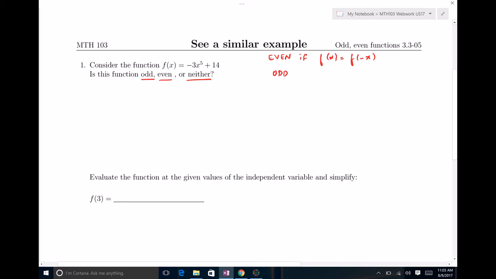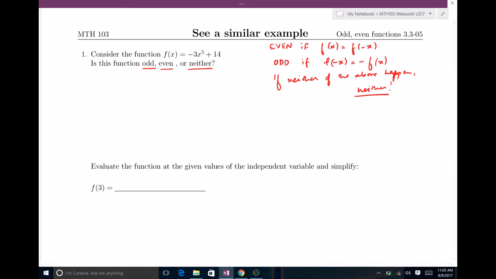And you say that the function is odd if f of negative x becomes negative of f of x. So if you switch the x to negative x, the entire function gets a negative sign. And if neither of the above happen, well, then it's neither. Okay, so let's see which of these cases we have here.